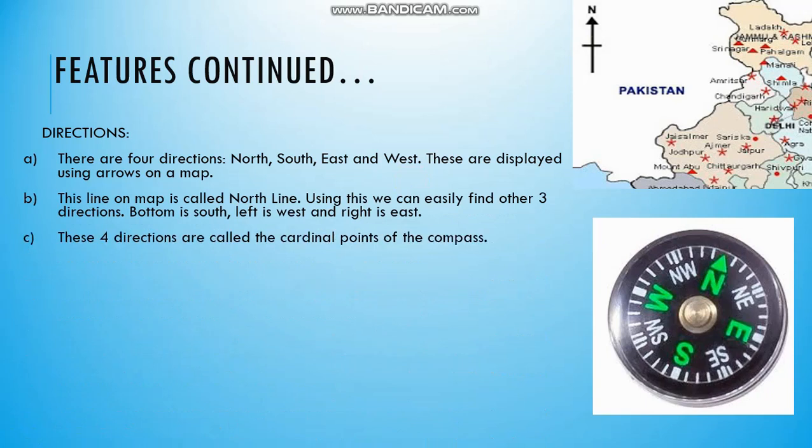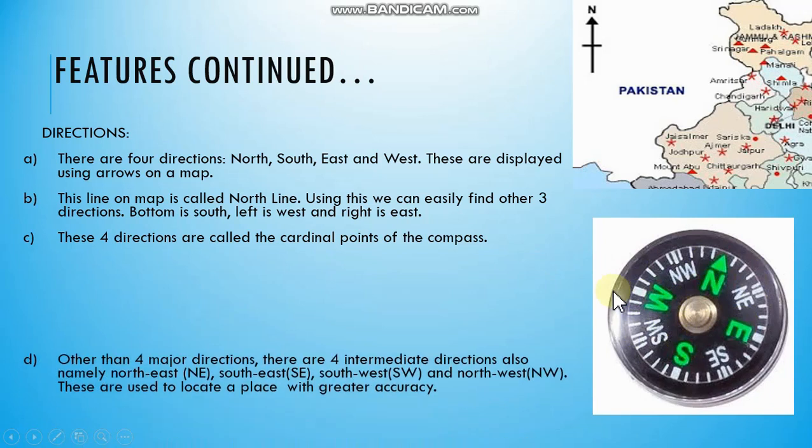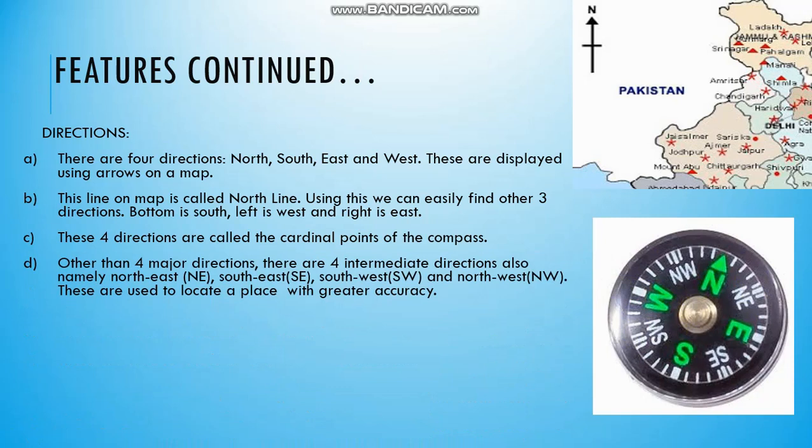These four directions are called cardinal points of the compass. This is your compass. So north, west, east, south. Cardinal points. Now other than four major directions, there are four intermediate directions also, whose names are northeast, in short NE, similarly southeast, southwest, and northwest. See this compass. Between north and west we have northwest direction.